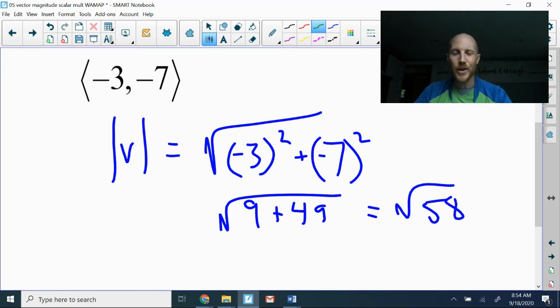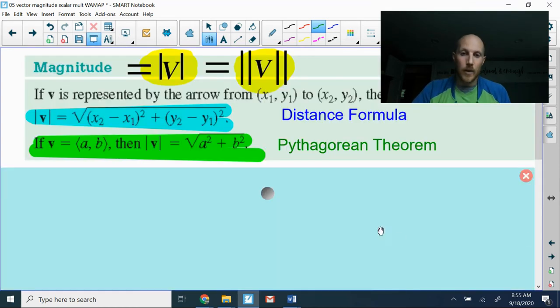And we always want to double check, can I simplify this radical? So I've got to think, what could multiply into 58? 2. That's not going to help me simplify. Was 4 going to go into that? 25? No. It's 2 times 29. So those are primes. So this cannot be simplified. So radical 58 is my magnitude. Let's look at a second example.